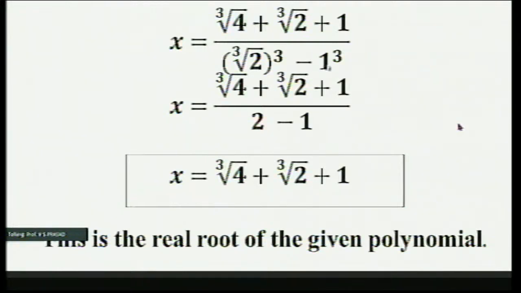Therefore, the numerator becomes cube root of 4 plus cube root of 2 plus 1. Denominator becomes cube root of 2 whole cube minus 1 cube. But cube root of 2 whole cube means 2 and 1 cube means 1. Therefore, 2 minus 1 becomes 1. So the entire denominator becomes very clear. Now we are getting an irrational number in the numerator, which is very comfortable for handling the term.